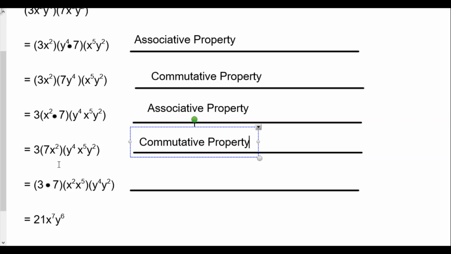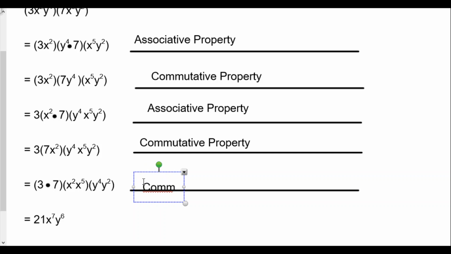And then we also see the x squared and the x to the fifth, and the y to the fourth and the y squared. Now it looks like we have grouping of the 3 and the 7, but really we see here the x's group together and the y's group together. Here we're going to say this is an example of the commutative property. So you guys may be thinking, I'll just alternate. No, this is the commutative property.